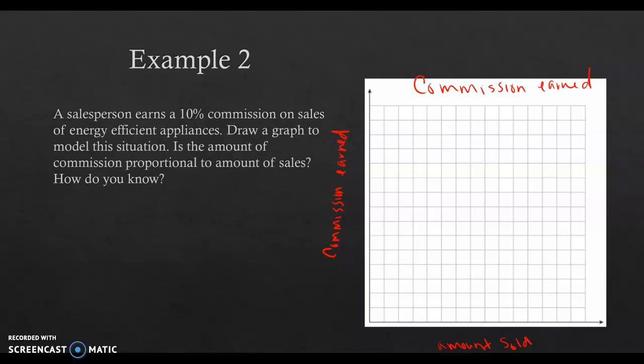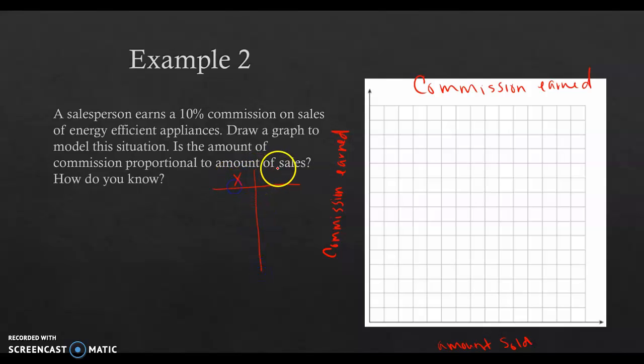You may hear it talked about with agents, right, for sports teams, or for basketball players, football players. Their agents earn a commission based off of what the player earns. So that's just a little insight on what commission is. So a salesperson is earning 10% commission on sales of energy efficient appliances. So I like to start off with tables.